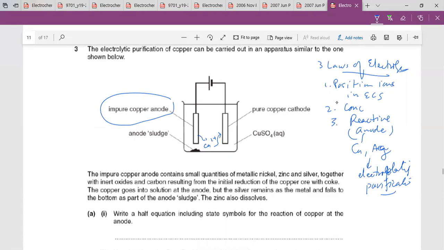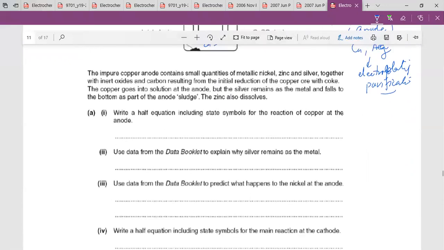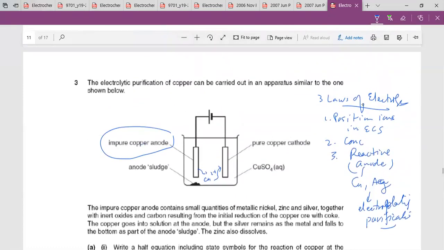Now the whole thing here, this whole question, talks about it. Let me have you read the question first, and then I go to the theory. It's like a reverse thing, so you can see how it happens. So now this is a setup: electrolytic purification of copper.